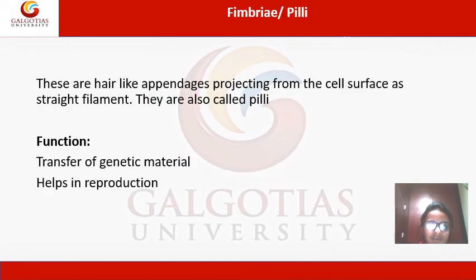Now come to the next structure, that is fimbriae and pili. Pili were already shown in the picture. They are small thread-like structures, also known as fimbriae. These project from the cell surface, and the function of the pili is transfer of genetic material. They are helpful in the reproduction of bacteria, from one bacterium to a number of offspring bacteria.